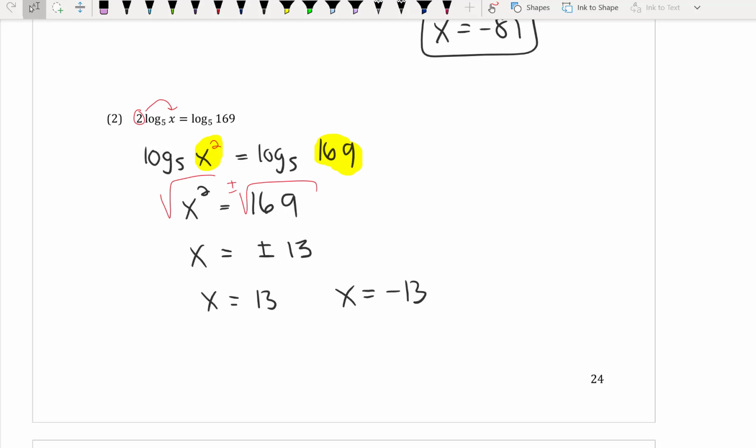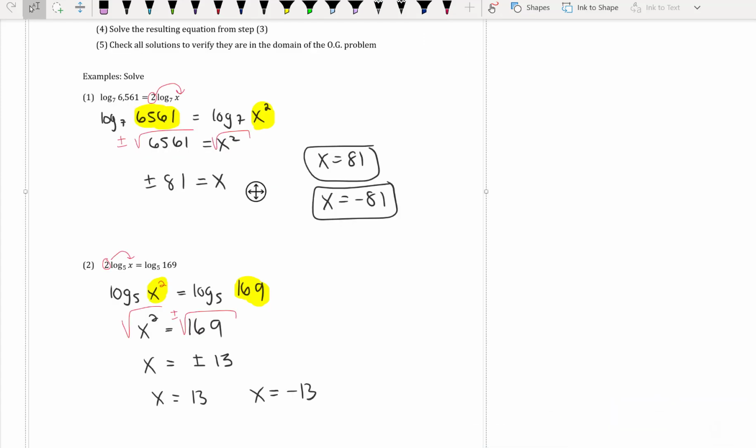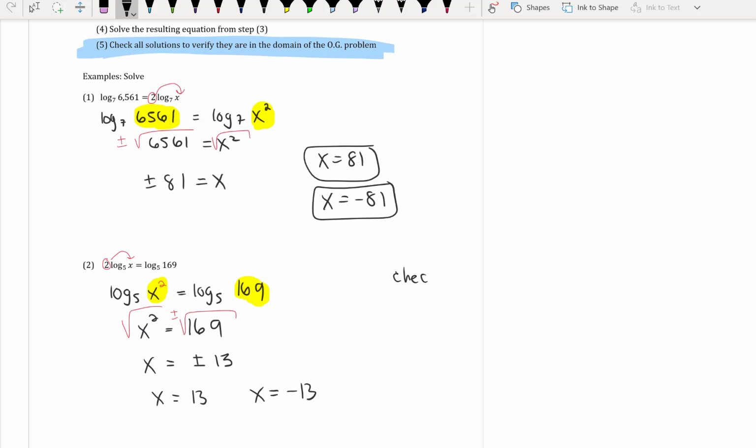And actually, I want to go back a little bit. I really want to go back on what I just said. I forgot to do step number 5, which is to check the solutions to verify they're in the domain of my original problem. So make sure to check the solutions that you get.